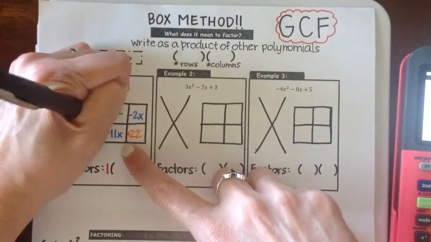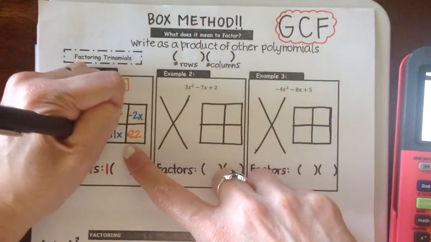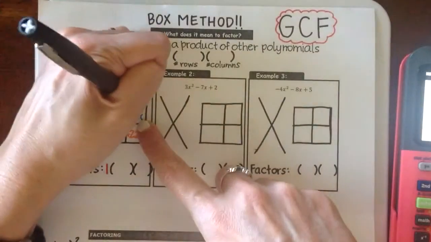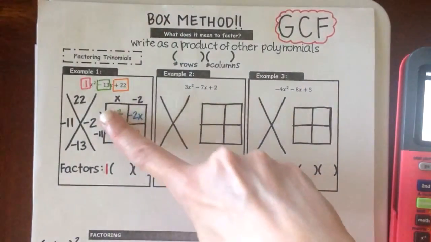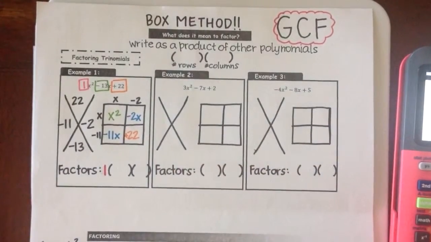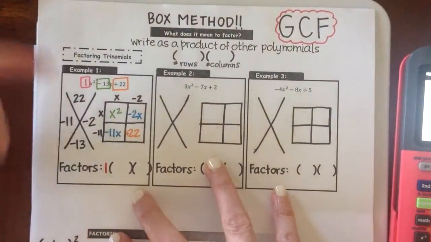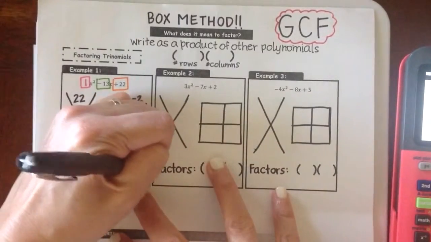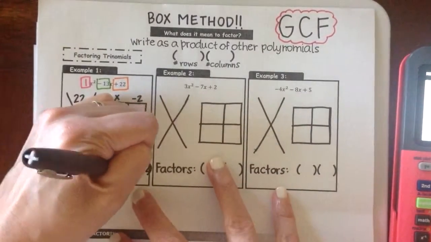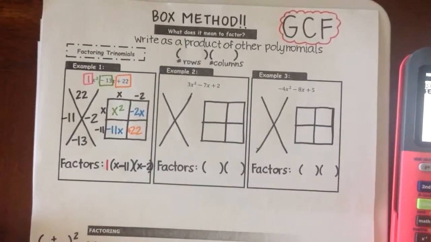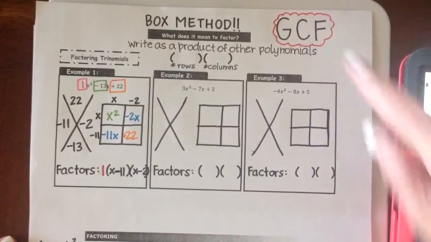So I've got x and x gives me x squared. This would have to be a negative 11 to make a product of negative 11x. This would have to be a negative 2, so when I multiply I get negative 2x, and I'm going to double check my math that is positive 22. So now my factors are x minus 11 and x minus 2. Those are my factors. So next, before I start, I want to remember to GCF.